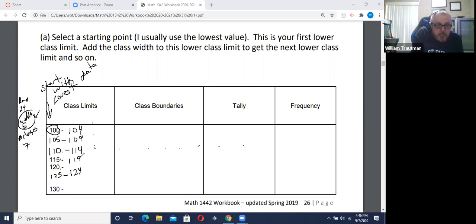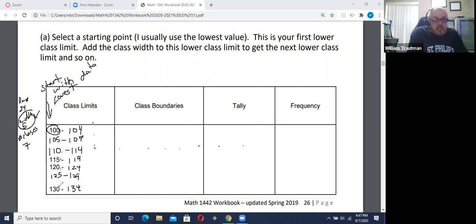That's not right. Something went wrong there. Oh, I got it. I have it in, but I put it in the wrong spot. I cramped things up together right there. 124, 129, 130. Add 5 and you get 134.